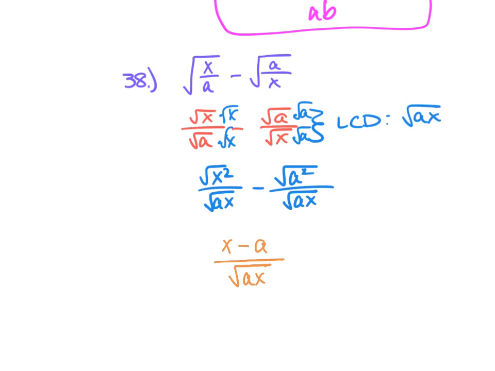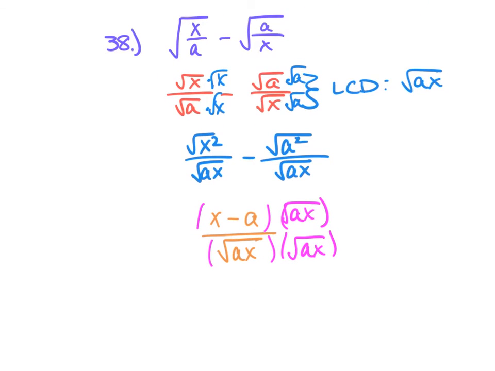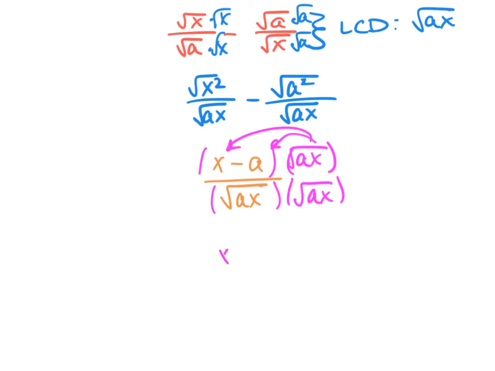Now, you can't leave the radical in the denominator, so you're going to multiply the top and bottom by the square root of ax. So this is going to distribute into the top. So it's going to be x square root ax minus a square root ax all over ax.